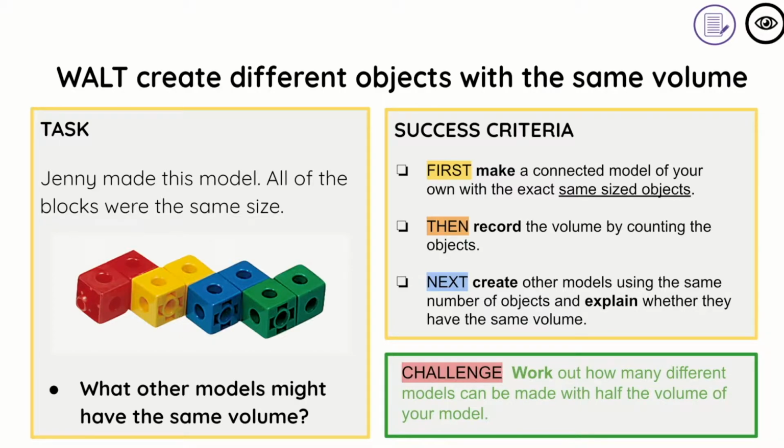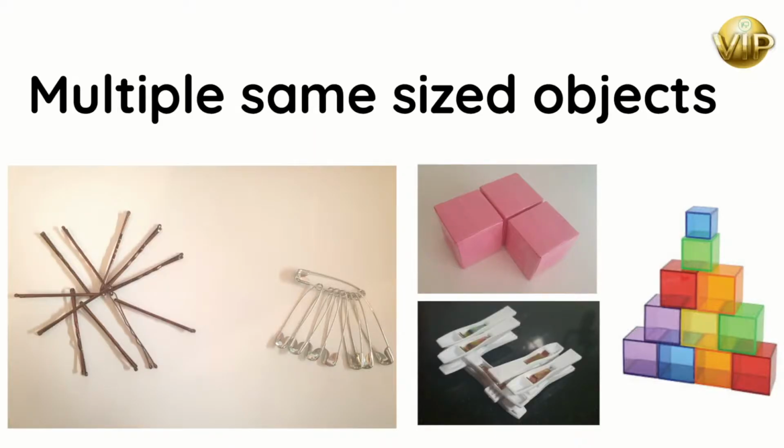So thinking about if you had half the amount of her model, if Jenny had half the amount, half of 8 would be 4. If she only had 4 cubes, how many different objects and models could she make with those 4 cubes? So these are some examples of multiple same-size objects that you might have lying at home.